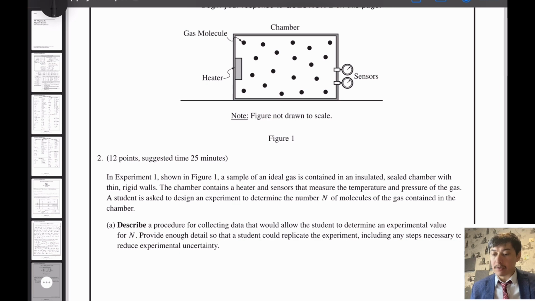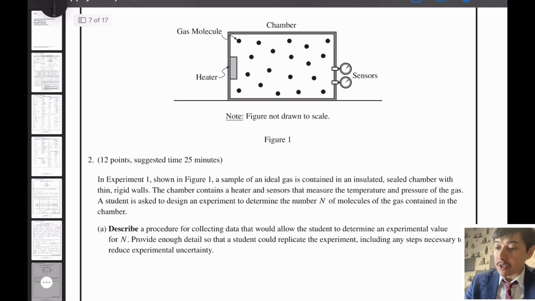A student is asked to design an experiment to determine the number of molecules of the gas contained in the chamber. So this is a rigid container, so volume is constant. Also, we have two sensors here. One is, let's say, pressure and one is temperature. Good. Here's the first question, part A.